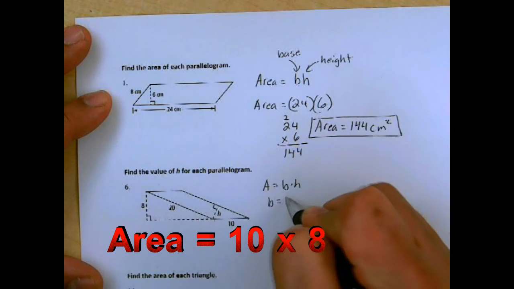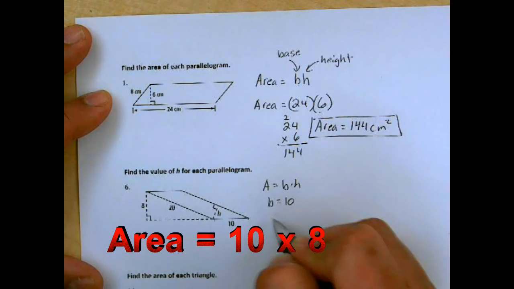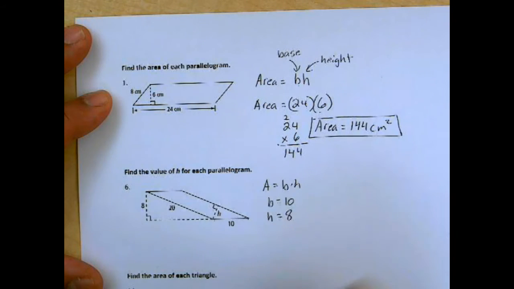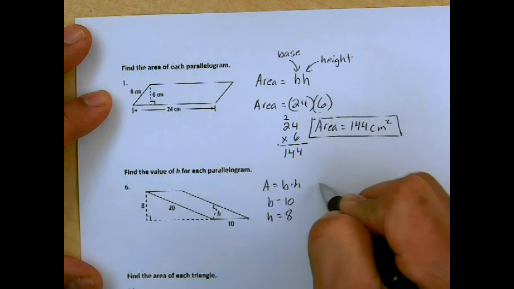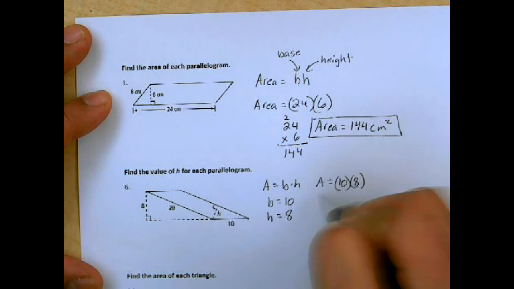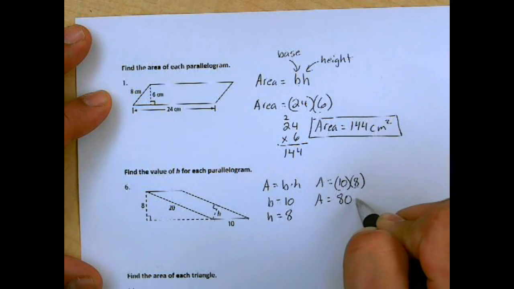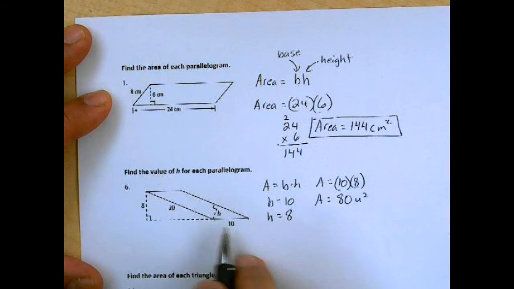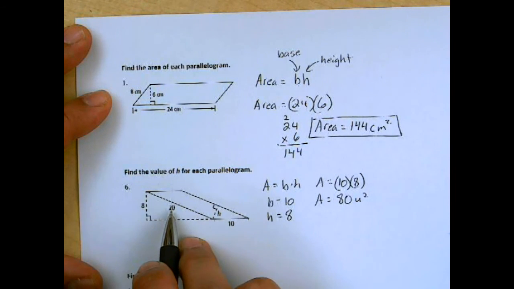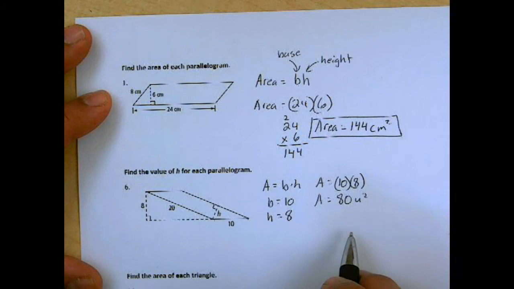So b is 10, the base. The height for when 10 is the base is going to be 8. So h is 8. So we're going to multiply 10 times 8. This is a pretty easy problem, which is 10 times 8, which is going to be 80 units squared. Now, even though it doesn't have a unit of measurement, we can still put u as units and square to indicate that this is the area.